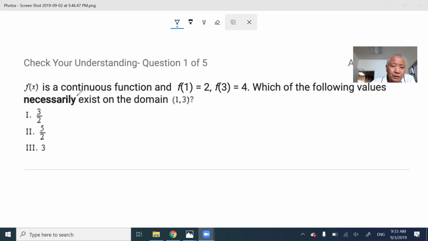So first things first, we've got to be very clear about what continuous means. Geometrically, if you see the graph of a continuous function, it will be what? There will be no holes, no jumps, okay? That's called continuous. So we use the intermediate value theorem.